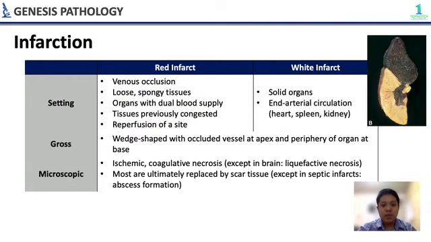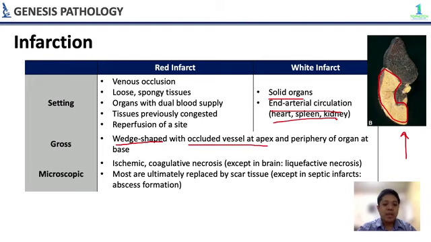Contrast this with white infarct, seen in solid organs with end arterial circulation, such as the heart, spleen, or kidney. So this is a spleen. There is a part of it that has died. This is a white infarct. Since there is only one blood supply to the spleen, the splenic artery, it becomes a white infarct. The growth is wedge shaped with the occluded vessel at the apex and the periphery of the organ at the base.